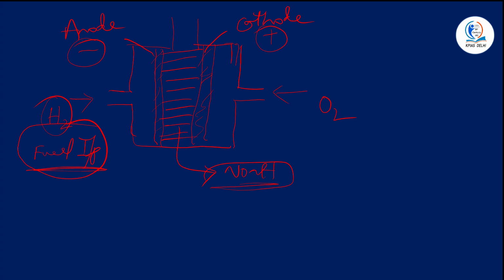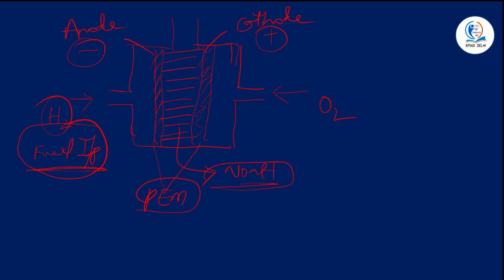The second stage is, as I told you, the electrolyte material. This electrolyte acts as a polymer electrolyte membrane, PEM. It can be a polymer electrolyte membrane, a solid oxide, molten carbonates, or alkaline electrolytes, depending upon the type of fuel which you are using. This electrolyte is the second stage. You have to create this electrolytic material.